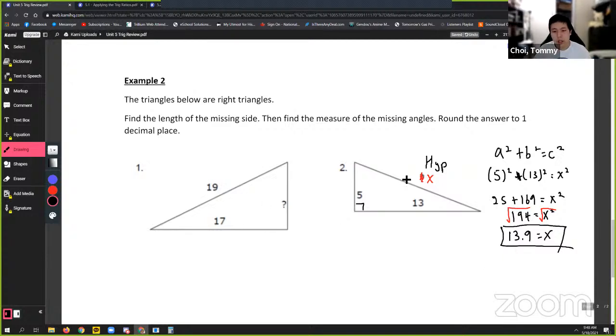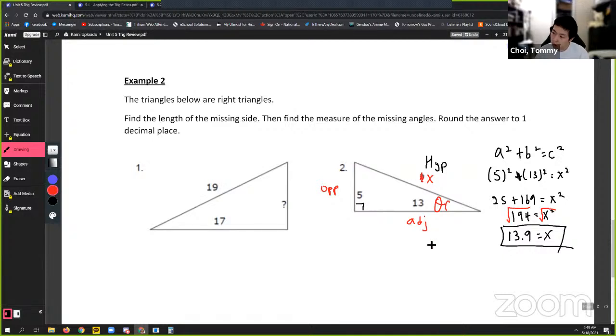Then it says find the missing angles. When you're finding the missing angles here, pick one angle you want to work with. Doesn't matter which one, pick it. Okay, I'm going to find this one. I'm going to call this theta. So I'm going to label theta here. I choose this to be theta, which means we can say this is opposite and this is adjacent.